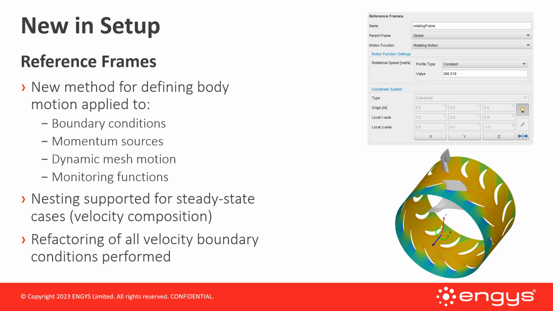All velocity boundary conditions now have reference frame functionality. This means boundary velocities are added to the velocity of the reference frame attached to it. The absolute velocity applied at the boundary will be the local relative velocity of the boundary, plus the velocity of the reference frame and all its parent frames.